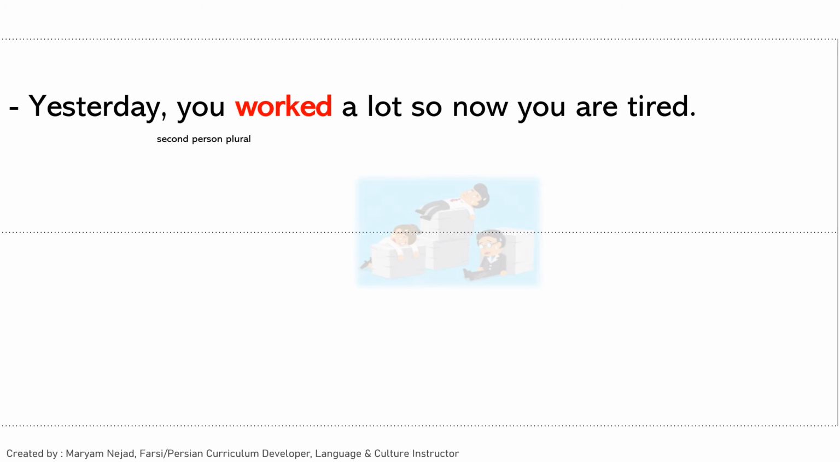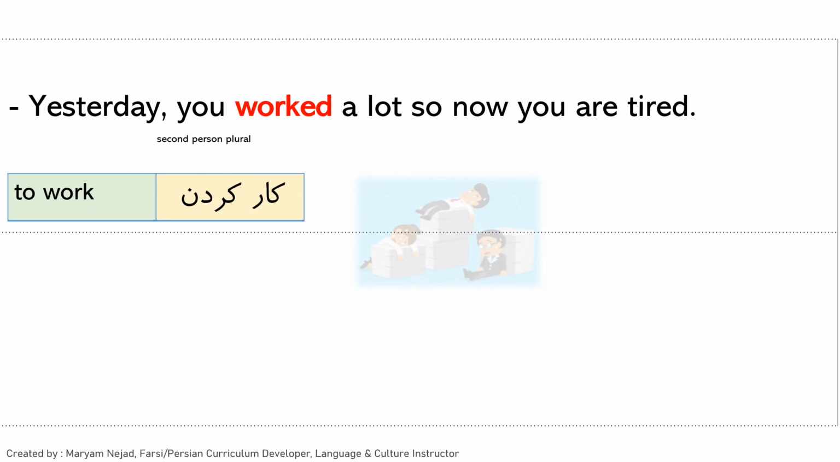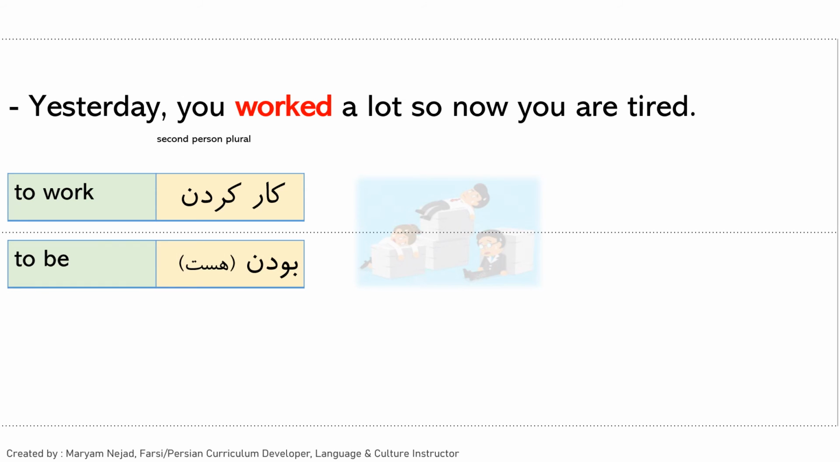Next example, yesterday you worked a lot, so now you are tired. In this sentence, we have 2 verbs. The first one is worked, which the infinitive of that is کار کردن. So this one needs to be in the past tense. And then the second verb is are for you are, which comes from the infinitive to be, which in Farsi is بودن. And the present stem of that is هست.